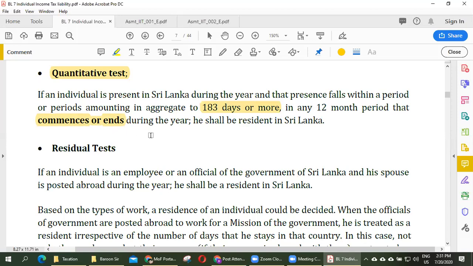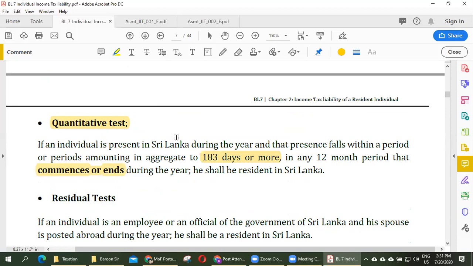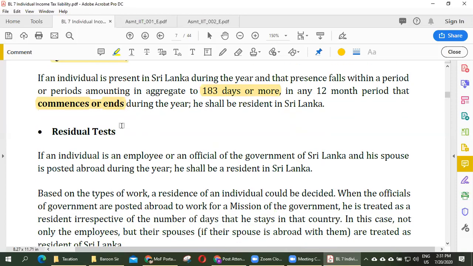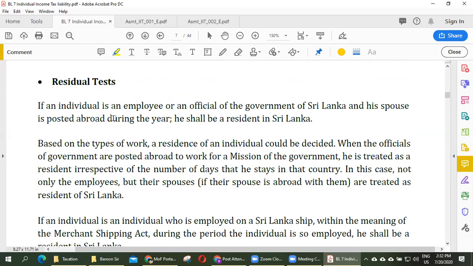It will be a very confusing idea, so you don't need to confuse yourselves more. Keep in your mind, if any person resides in Sri Lanka more than 183 days, he is a resident, right? To explain this complex definition of the act, we need a whiteboard and marker. So it's very difficult to explain remotely.